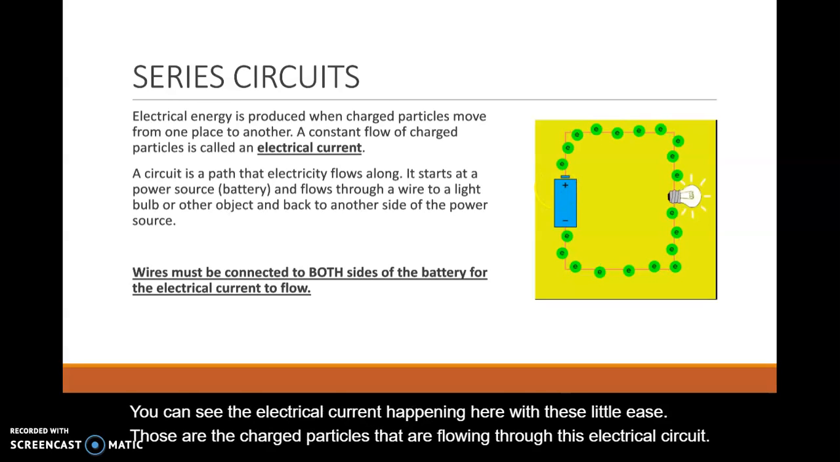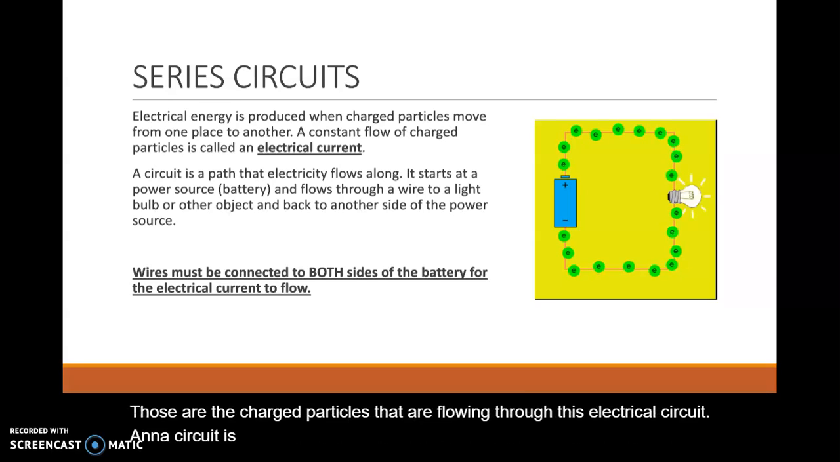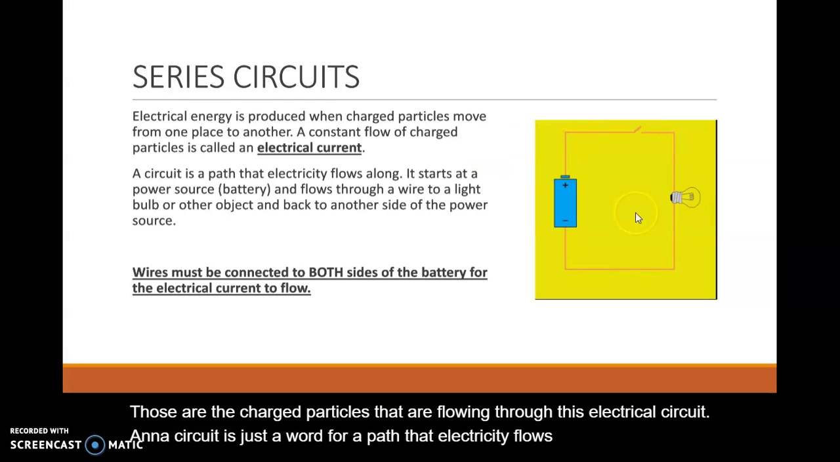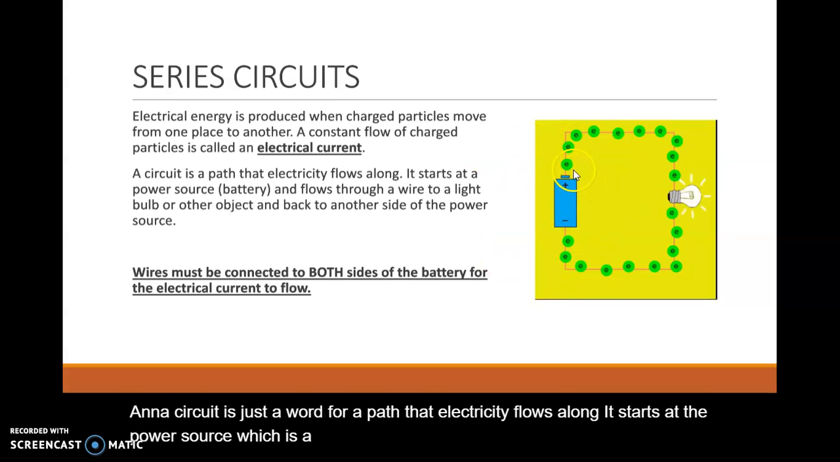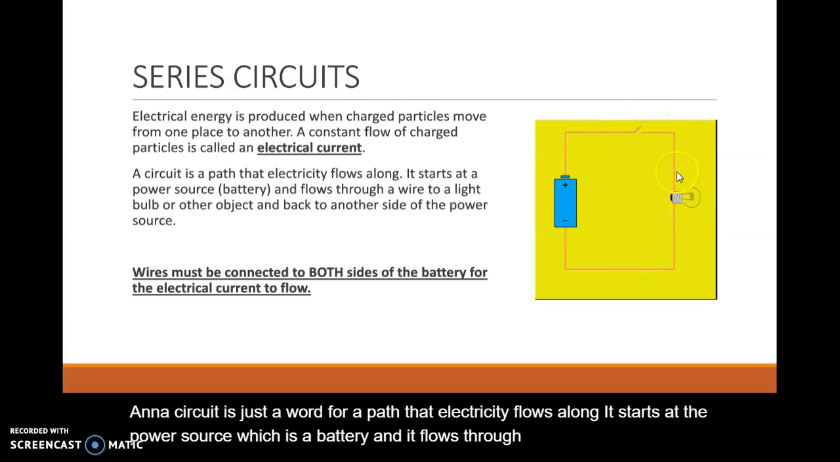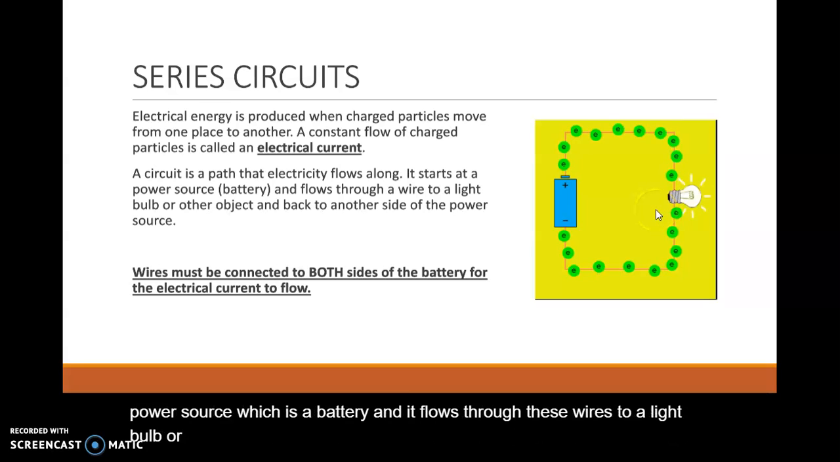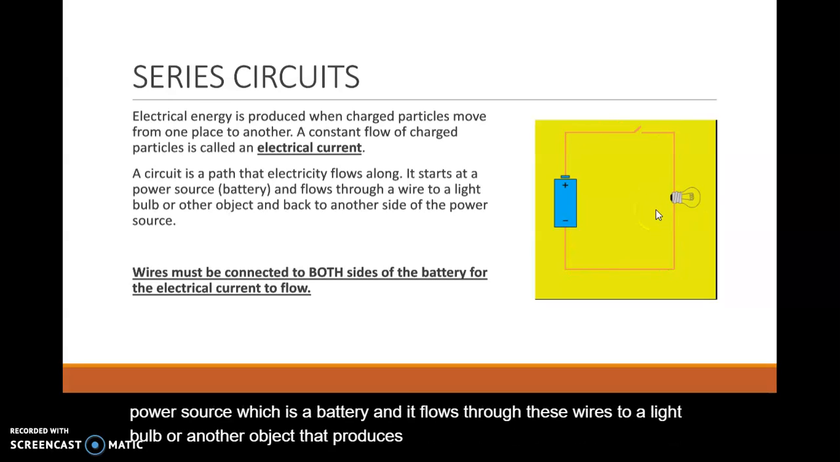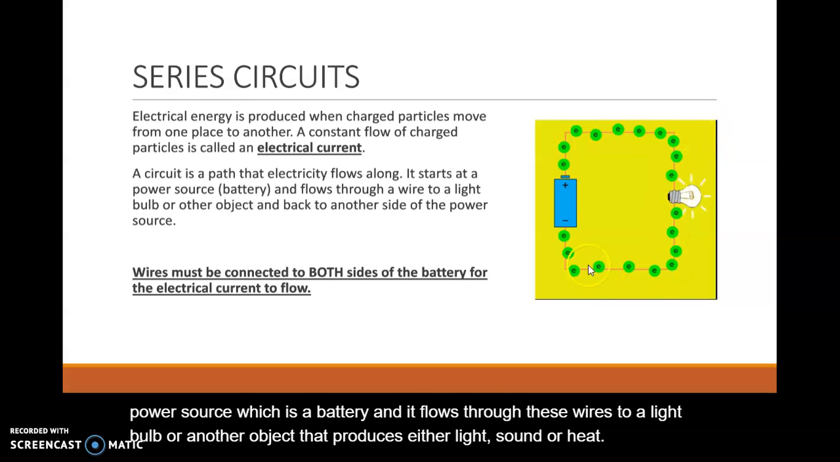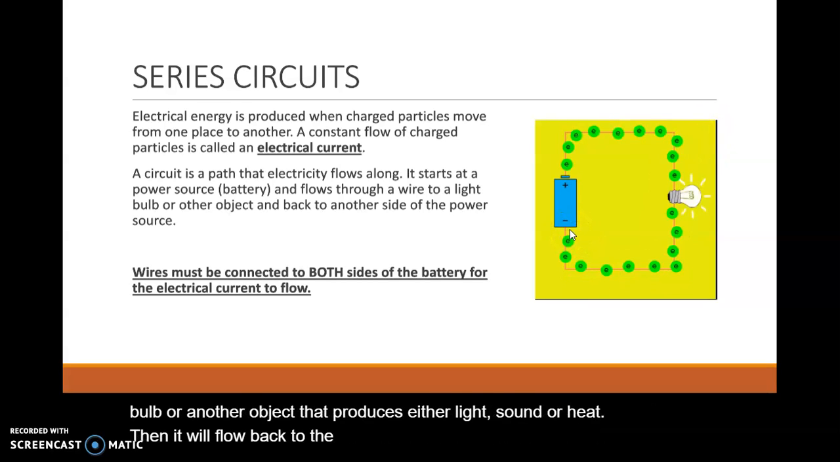And a circuit is just a word for a path that electricity flows along. It starts at the power source, which is a battery, and it flows through these wires to a light bulb or another object that produces either light, sound, or heat. Then it will flow back to the other side of the battery.